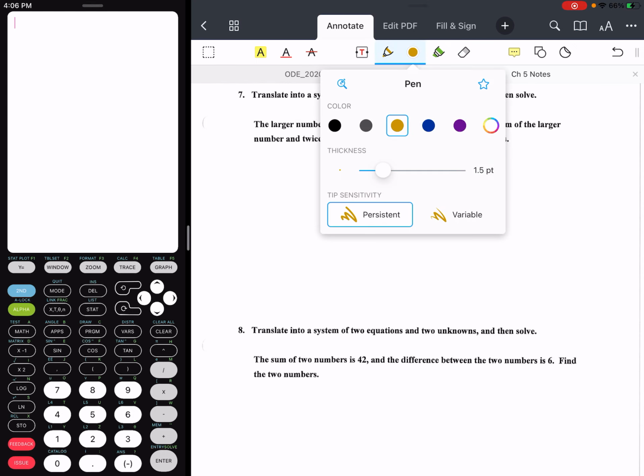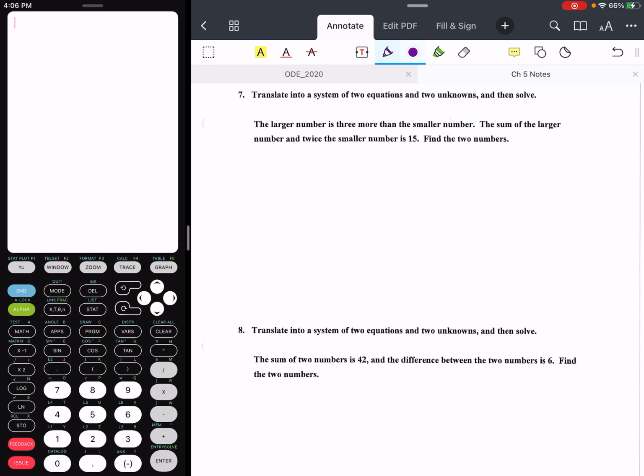All right, for number 7, it says translate into a system of two equations and two unknowns and then solve. The larger number is 3 more than the smaller number. The sum of the larger number and twice the smaller number is 15. Find the two numbers. So we have two unknown numbers, the larger number and the smaller number.